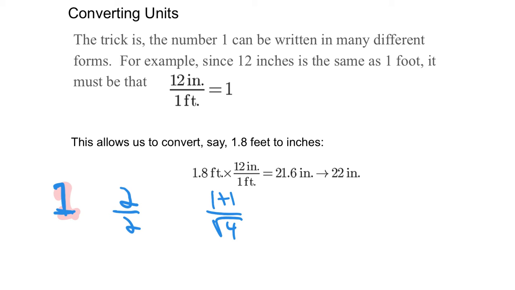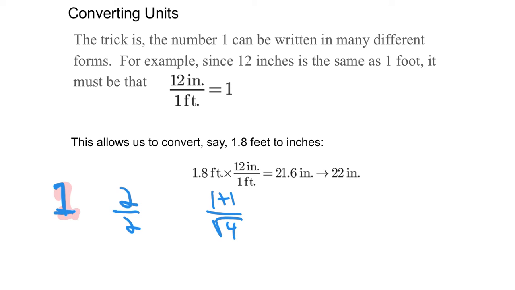And for us, what we'll do is take advantage of that to cancel out the things we don't like. For example, since 12 inches is the same as 1 foot, it must be true that 12 inches divided by 1 foot is equal to 1. They are the same thing, and anything divided by itself is 1. This allows us to convert, say, 1.8 feet, a number I pick randomly that comes from nowhere.